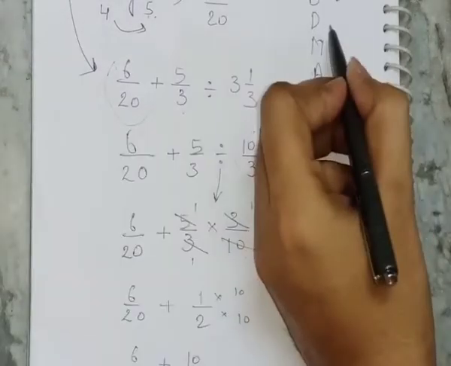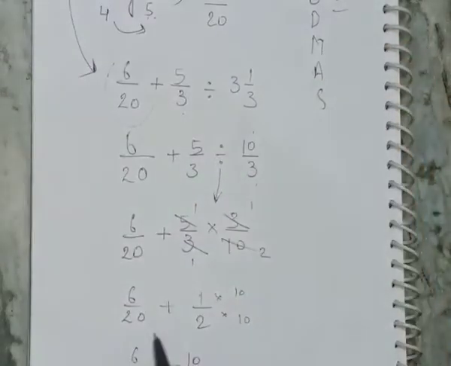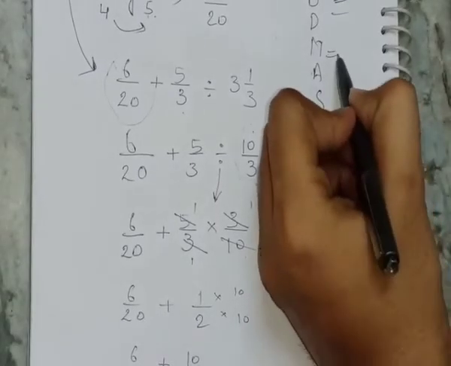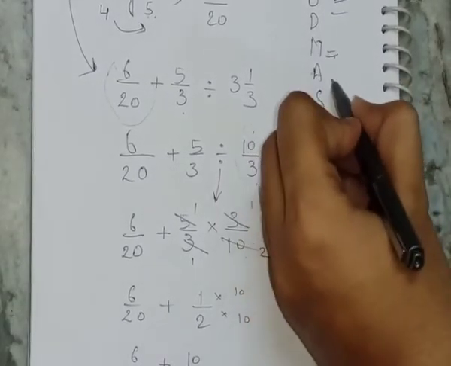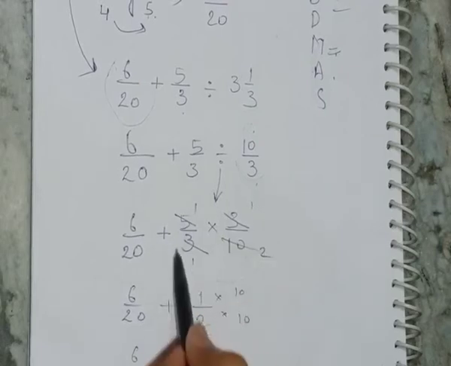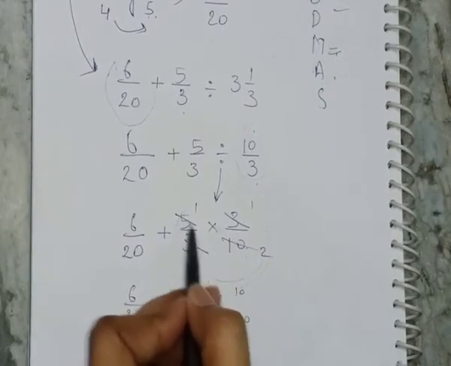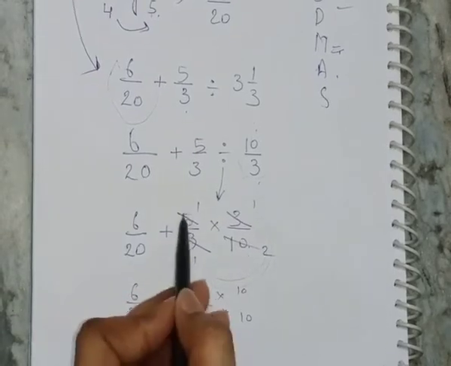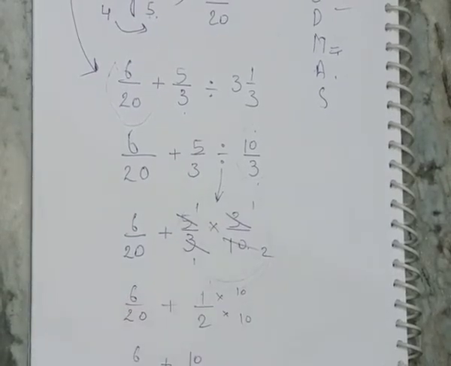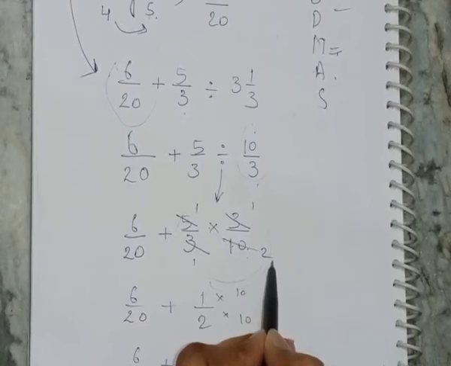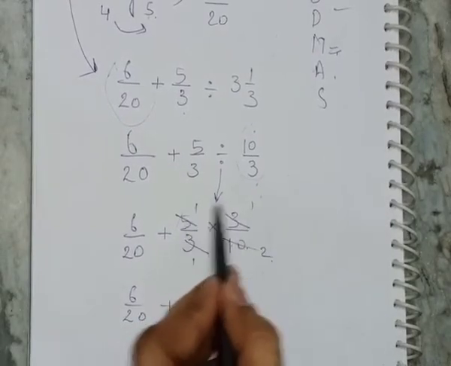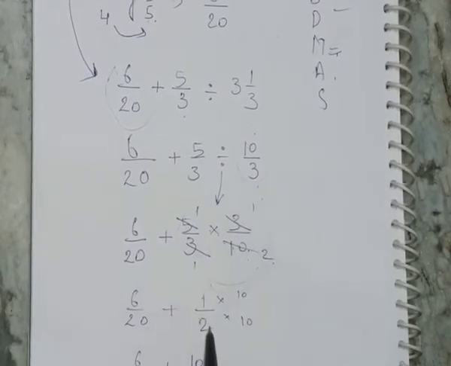According to BODMAS, there is no division in this question, but there is multiplication, and then addition, so first we need to solve the multiplication. The common numbers can be cancelled: 5 1s are 5 and 5 2s are 10, then 3 1s are 3. So 1 by 2 will remain over here.